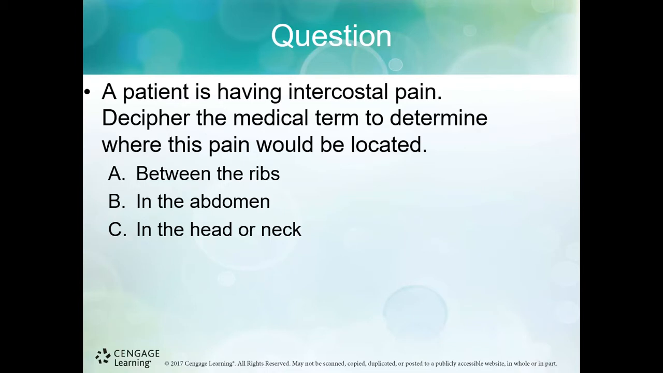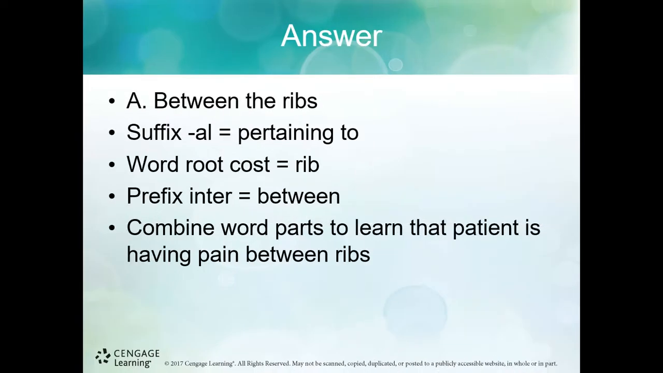A patient is having intercostal pain. Decipher the term. Which of the following? Between the ribs, in the abdomen, or in the head or neck? It means between the ribs. The suffix is pertaining to, the word root is rib, and the prefix inter means between.